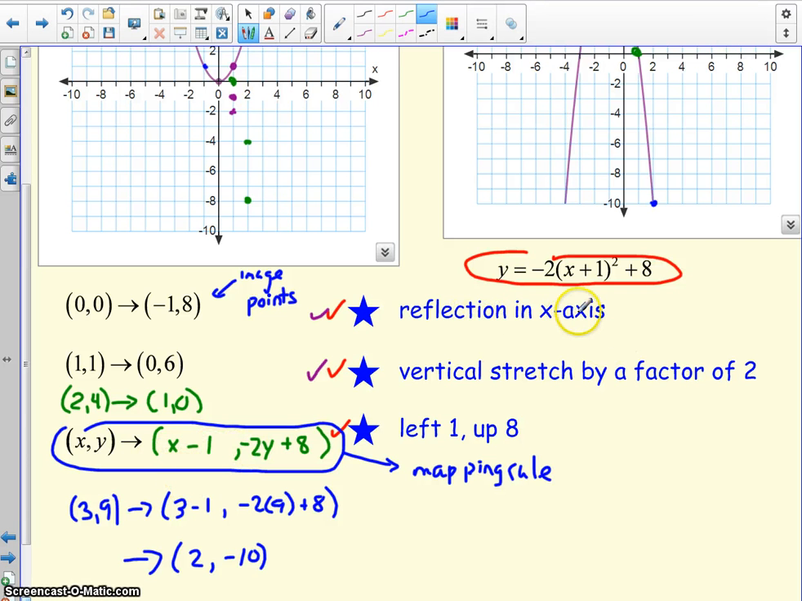We had a reflection in the x-axis and a vertical stretch by a factor of 2, which gave us that a value of negative 2, which told me here that my y value is multiplied by negative 2 in the mapping rule. And this plus 8 in the equation was our shift up 8, which gave us the plus 8 inside the mapping rule. So if we can go straight from the equation to the mapping rule, again, we should be able to go through this whole process of making the graph much, much faster.